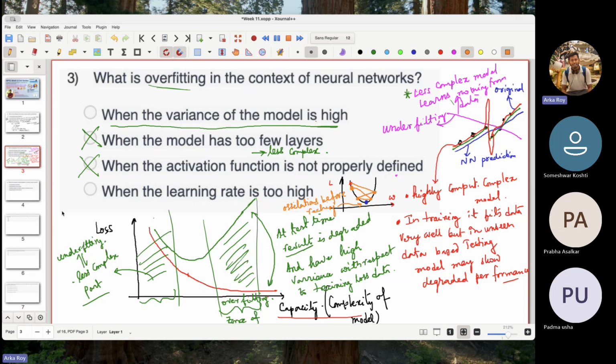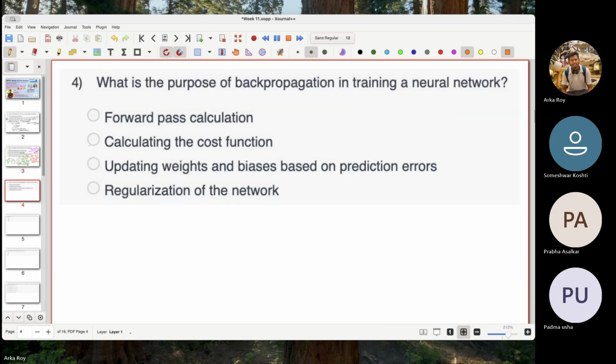You may take much time to reach that optimal solution, but it has no relation with overfitting, because overfitting means that you have learned the data very well, or you have certainly memorized the data very well. Therefore, at test time, you have a high variance in the result. So this particular option is also incorrect. So a high variance model basically refers to the overfitting condition.